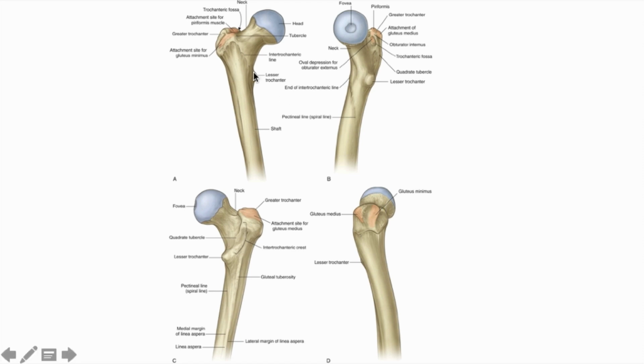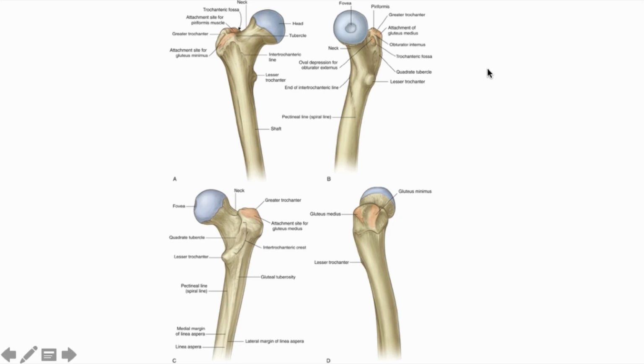Then we have the greater and lesser trochanters. The greater trochanter extends superiorly from the shaft of the femur, just lateral to the region where the shaft joins the neck, and it continues posteriorly where its medial surface is deeply grooved from the trochanteric fossa. The lateral wall of the fossa bears a distinct oval depression for the attachment of the obturator externus muscle.